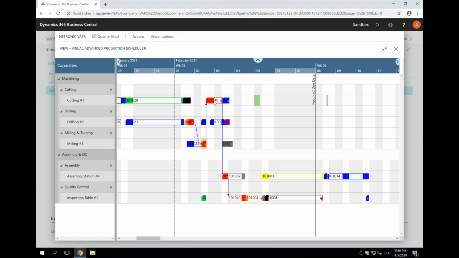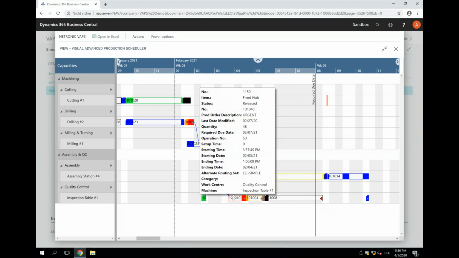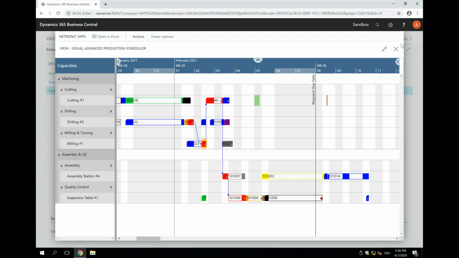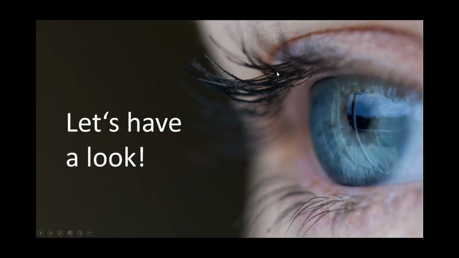So it changed the sequence of order on cutting one, it changed the sequence of order here, and it changed the sequence of order here. And with this, you see this black one got a red dot. So this black one now turned late because I accelerated this red one. And so this is a bunch of scheduling tools that we currently offer as part of the VAPs, making use of this finite capacity scheduling mechanism that we have.